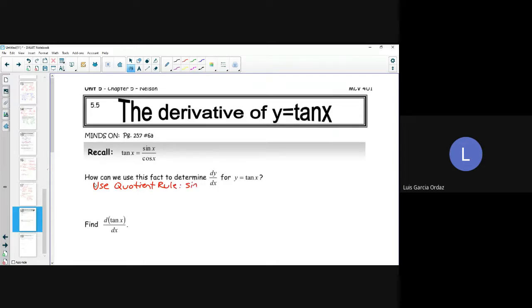for sine x over cos x, or I can use my product rule, which is just sine x times cos to the negative 1 of x, which you can also write as cos x to the power of negative 1. So let's try to use my quotient rule to determine the derivative of tan x.